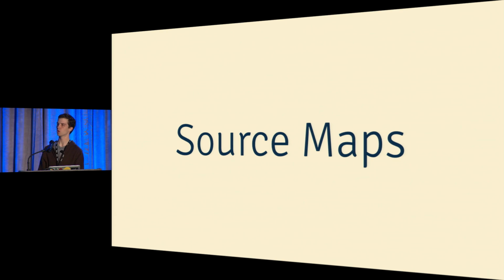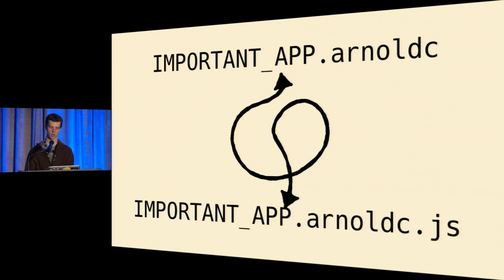So that's cool, but you might have seen those .map files that were being generated. Those are source maps. A source map is simply a file that allows for a bidirectional mapping between an original source file and a translated version of it. In this case, we're using it for an ArnoldC to JavaScript compiler, but it's useful for any number of use cases.